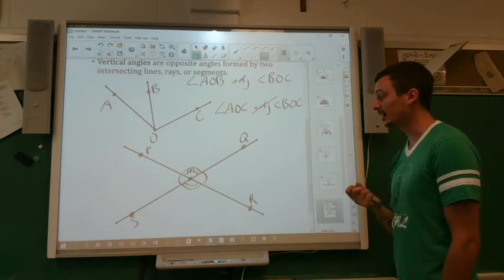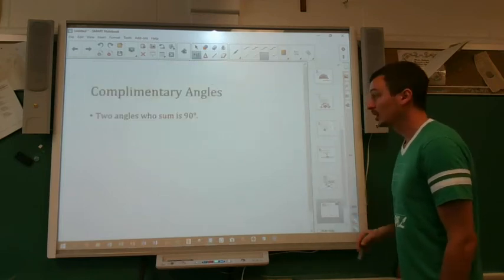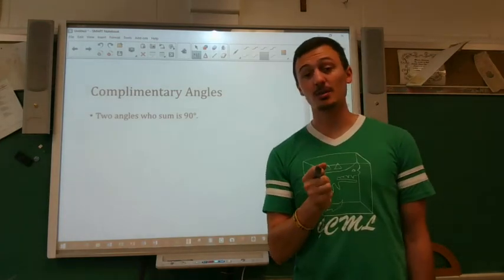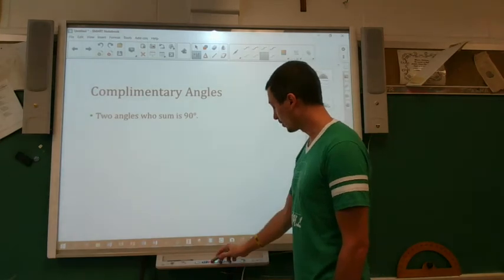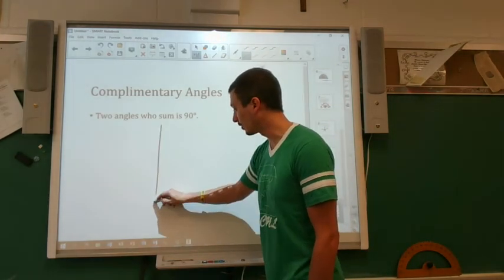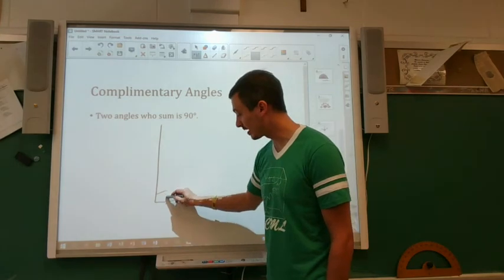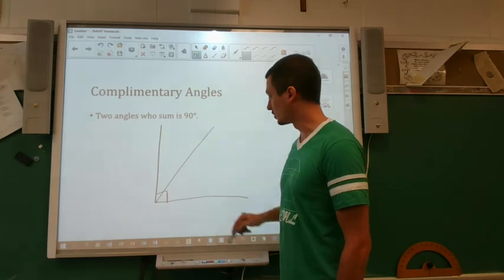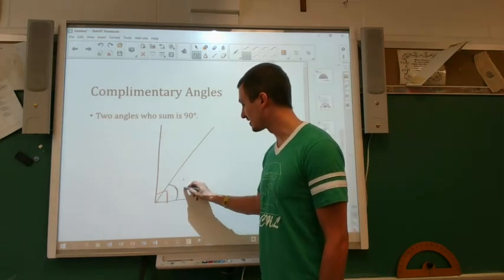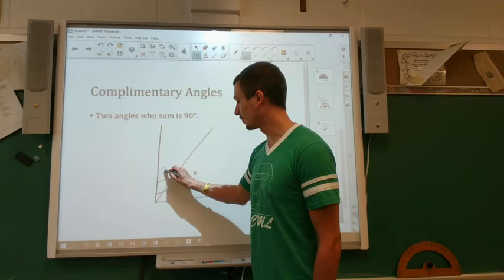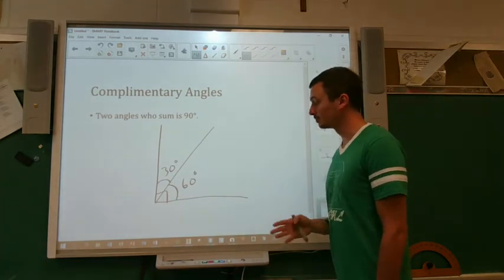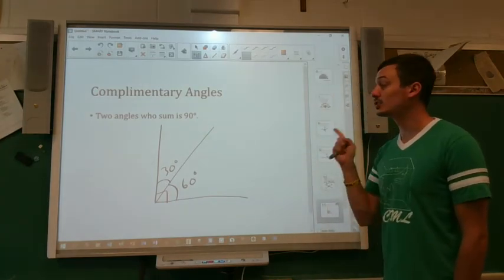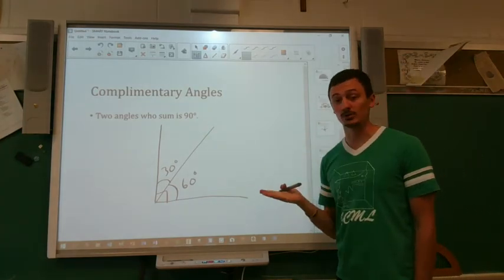And yeah, that's it. Now we're going to talk about complementary angles. Complementary angles are 2 angles whose sum is 90 degrees. So if I were to draw a right angle, there's the right angle symbol. And I were to draw an extra angle in there, and let's say this is 60 degrees, and that's 30 degrees. Since 60 plus 30 is 90, these 2 angles are complementary angles.